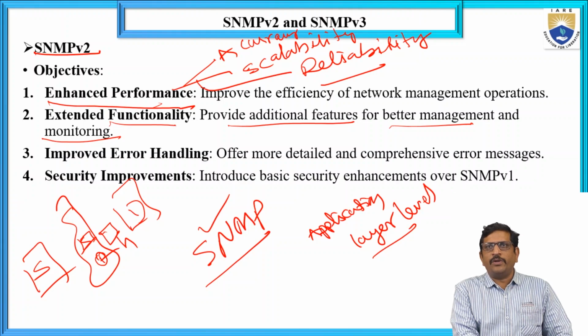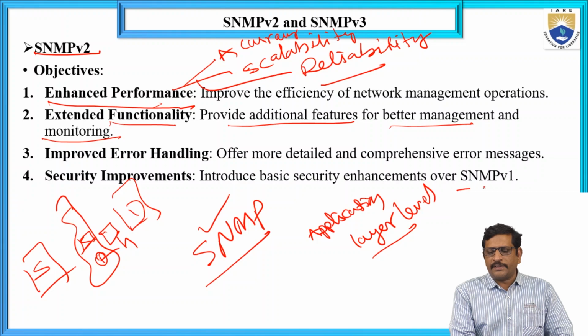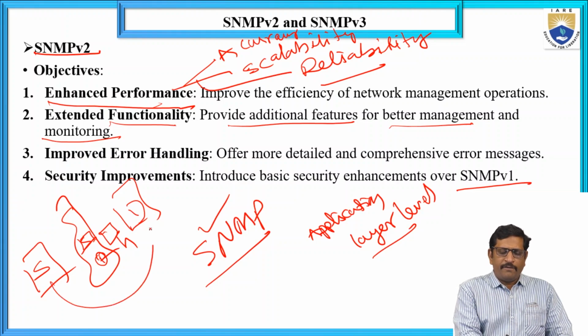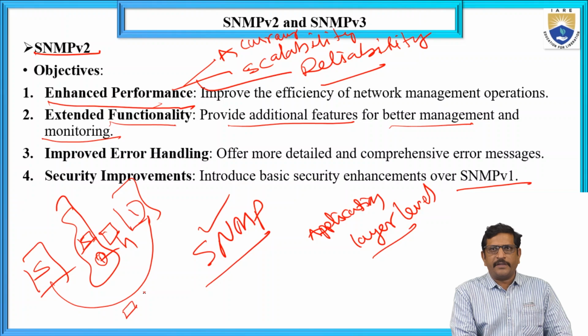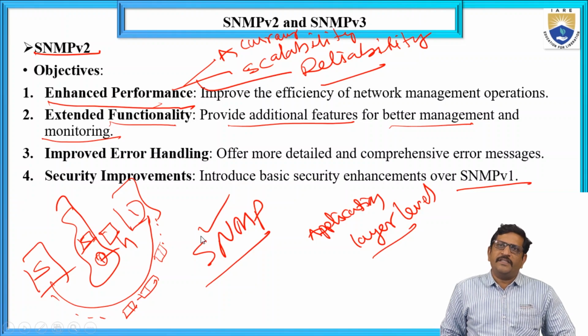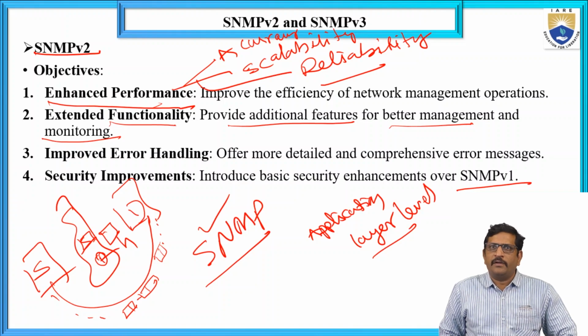Security improvements: more security while transmitting with the help of the SNMPv2 protocol, compared to SNMP and SNMPv1. We provide more security for whatever data packets we transfer from the source to the destination. The efficiency and security of these data packets can be improved. That is a basic security enhancement over SNMPv1.